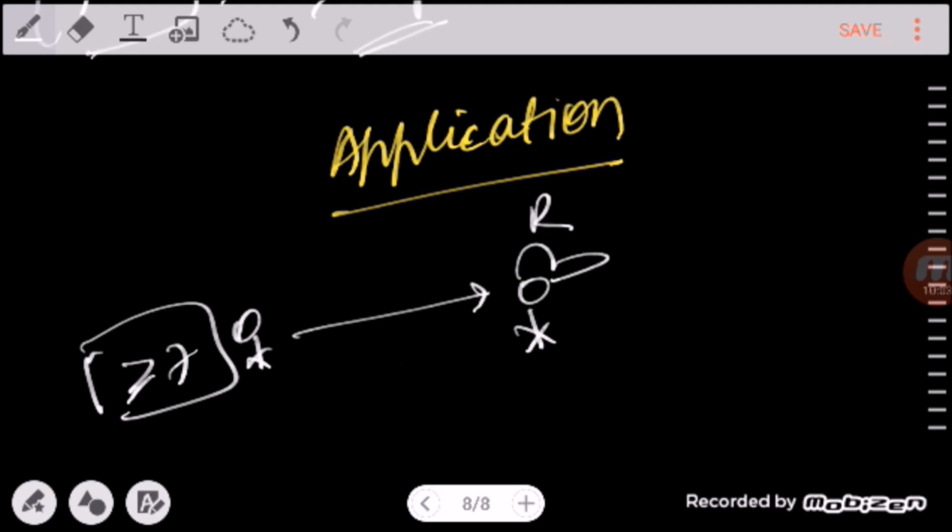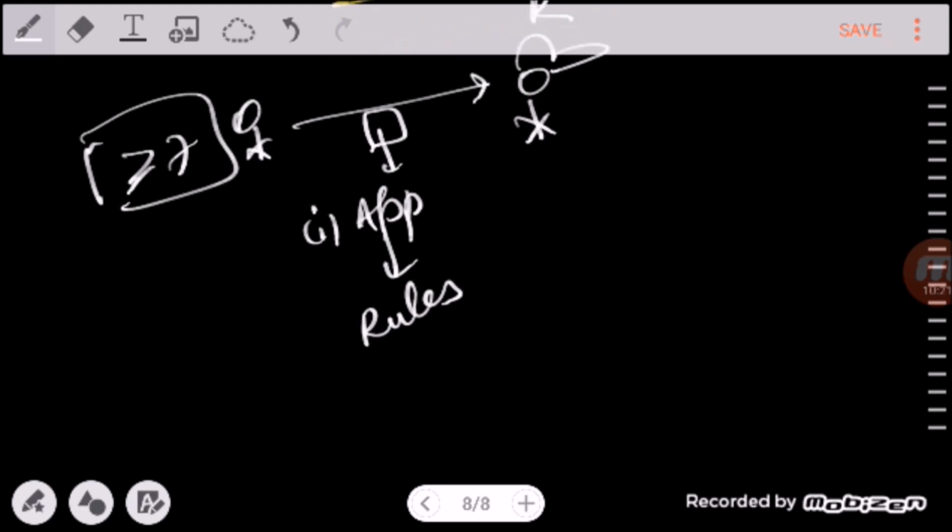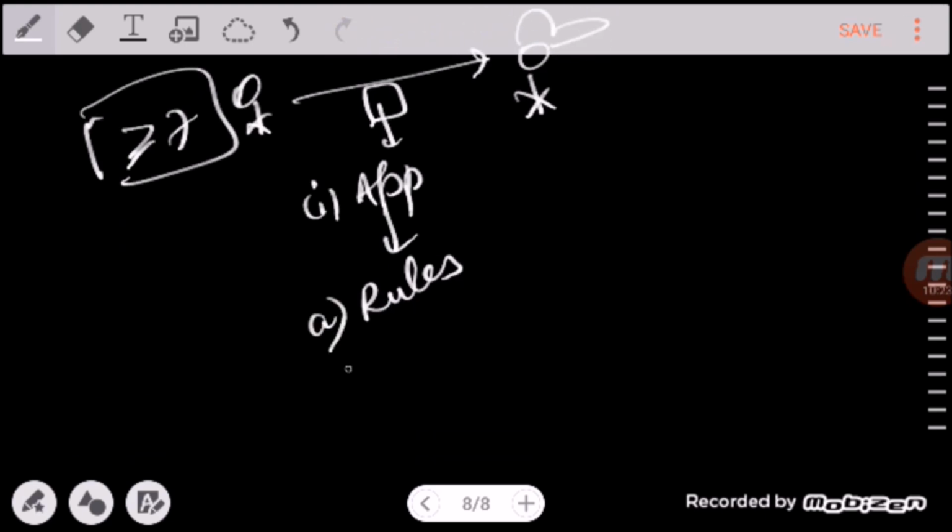So what should this application accompany? First, the application should be submitted, and this application should be accompanied by a copy of rules of the trade union and a statement of the following particulars. Rules must be given and a statement must be given. What must be included in the statement?